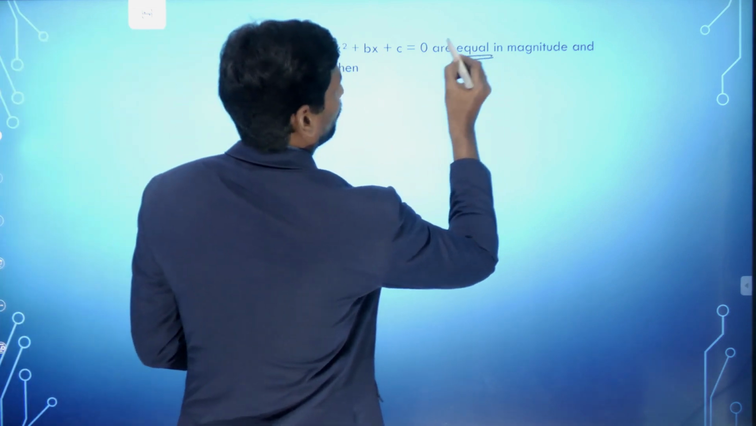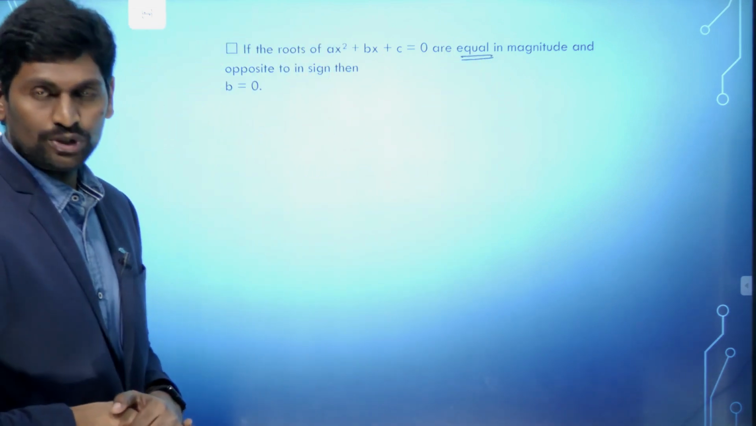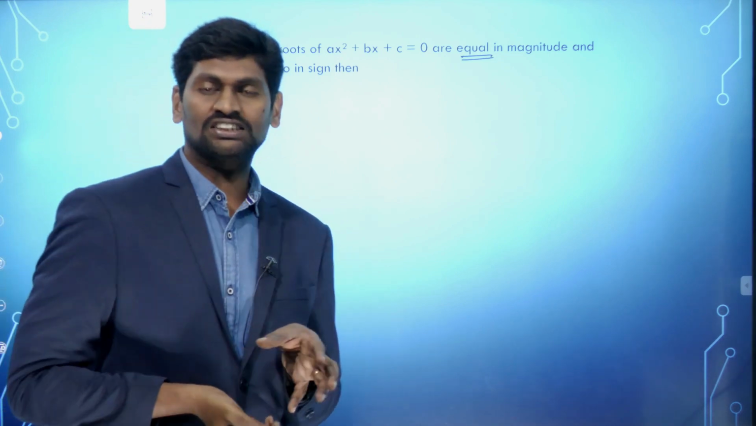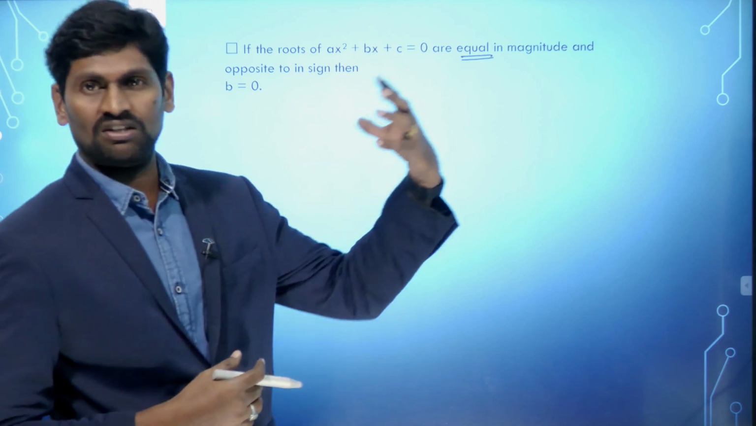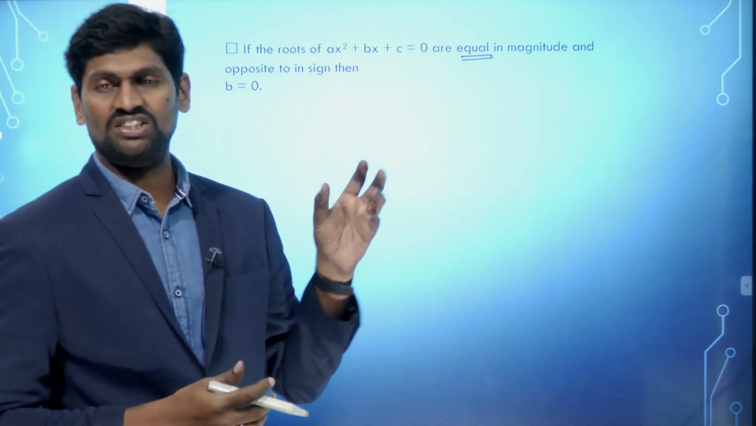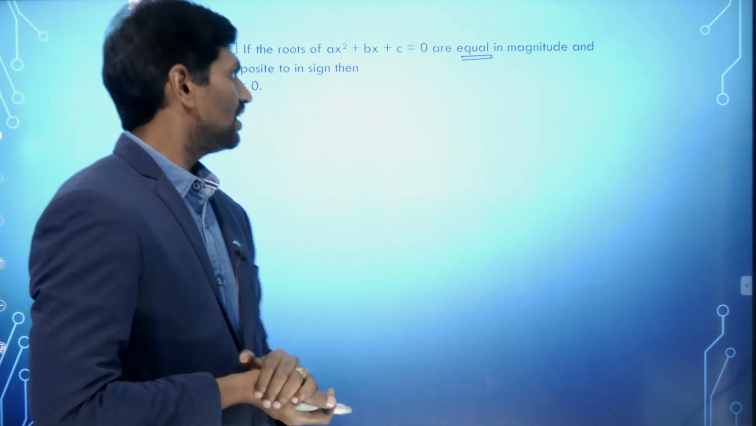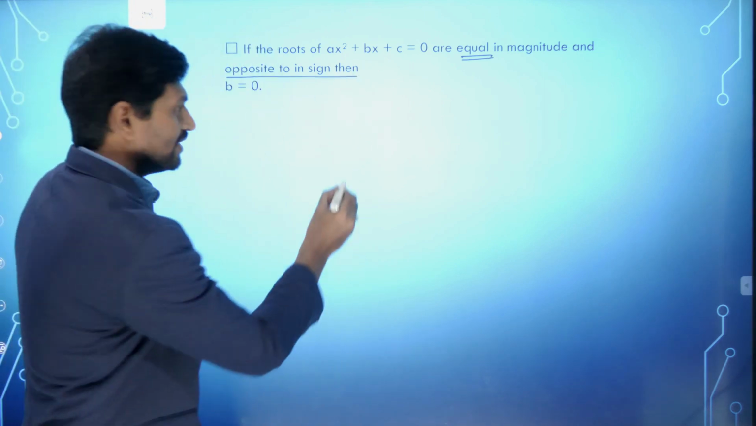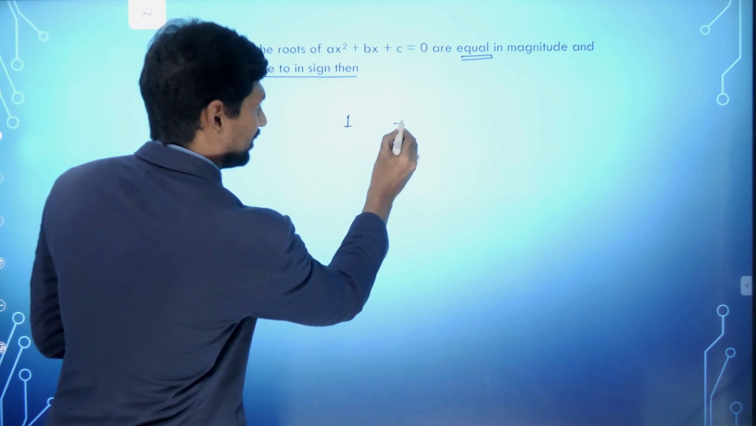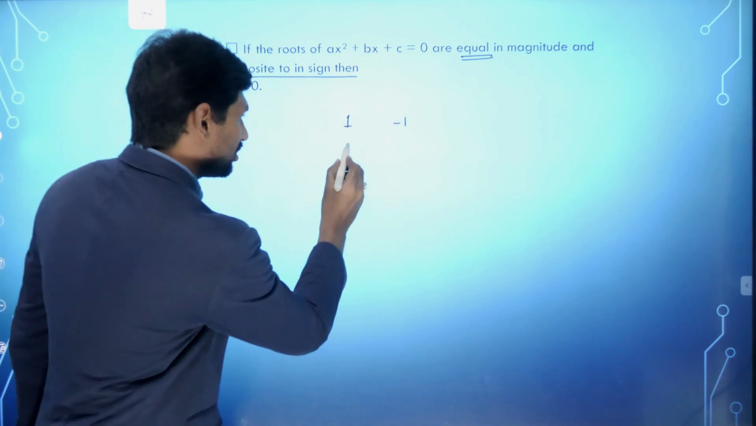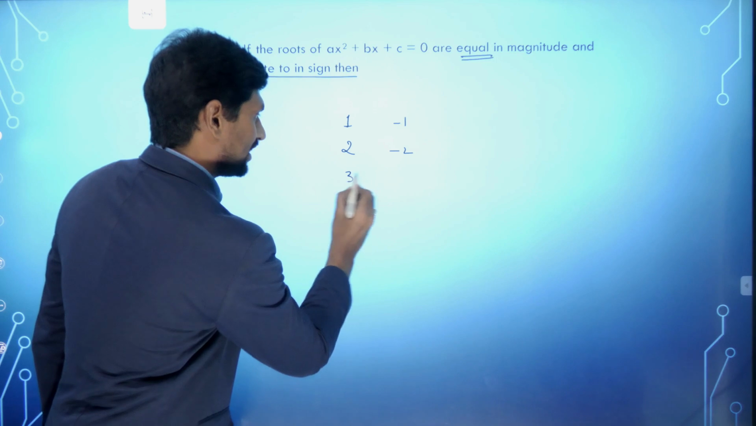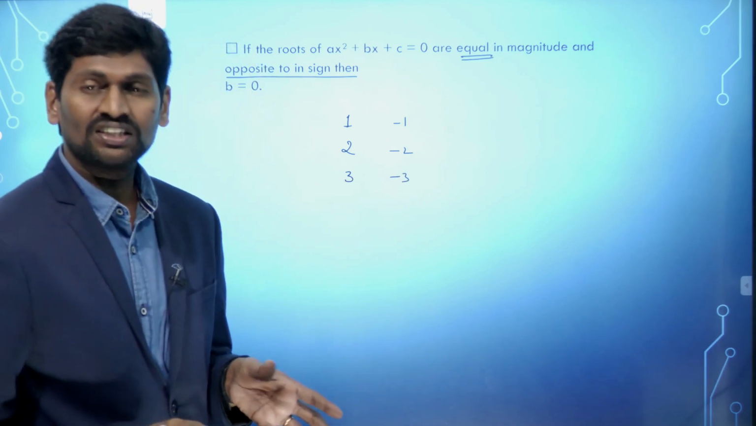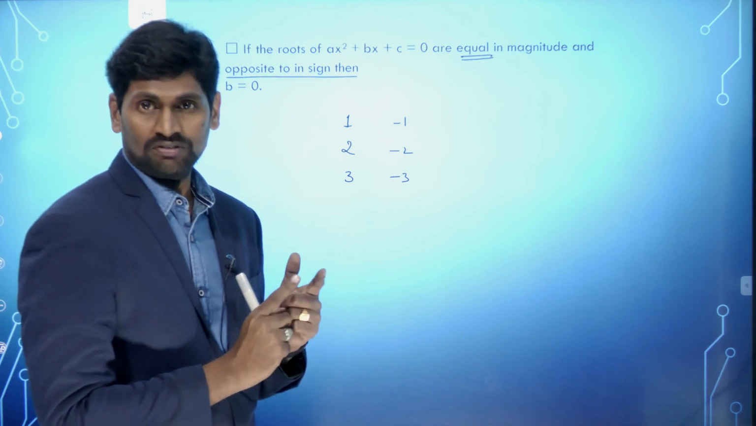Here roots are equal in magnitude. In the magnitude means in the measure wise. That is nothing but 5 centimeters. If another one also 5, like 5 or 5, 6 or 6, same measurement, and opposite sign, that means roots are 1 and minus 1, or 2 and minus 2, 3 and minus 3, like that. If you are having the same roots in magnitude wise, but different in symbol wise.